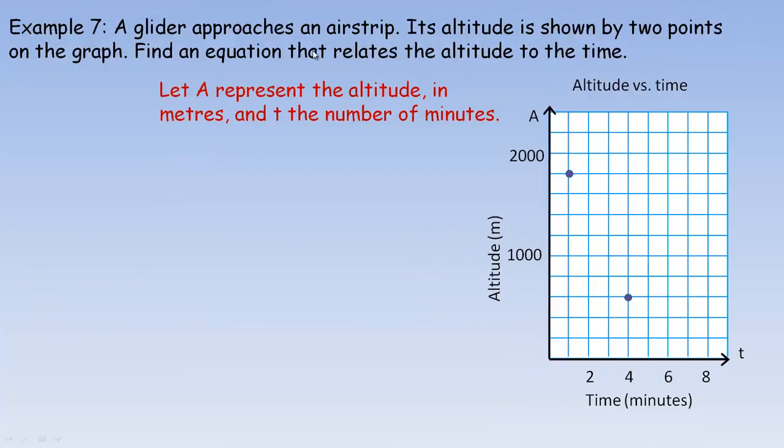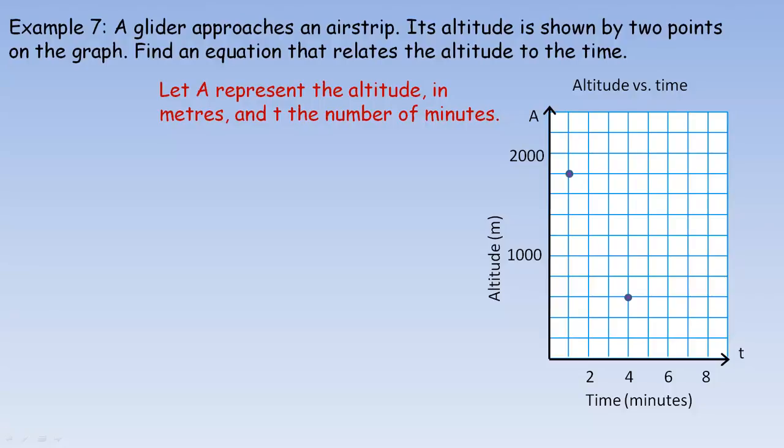Question number 7. A glider approaches an airstrip. Its altitude is shown by 2 points on the graph. Find the equation that relates the altitude to the time. So here, again, look at the scale. Okay, so 1 minute, 2 minutes, 3 minutes, 4. So every block here is 1, but it's not on the vertical axis. So 1, 2, 3, 4, 5.